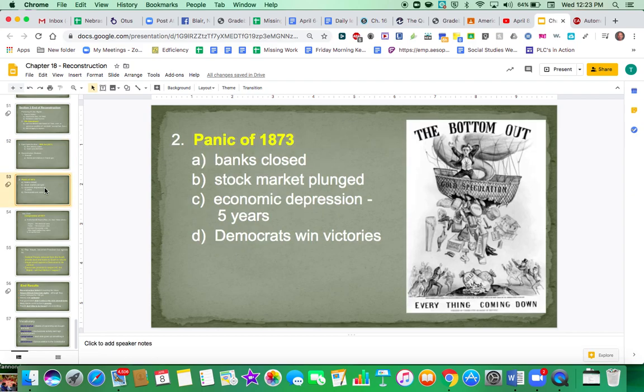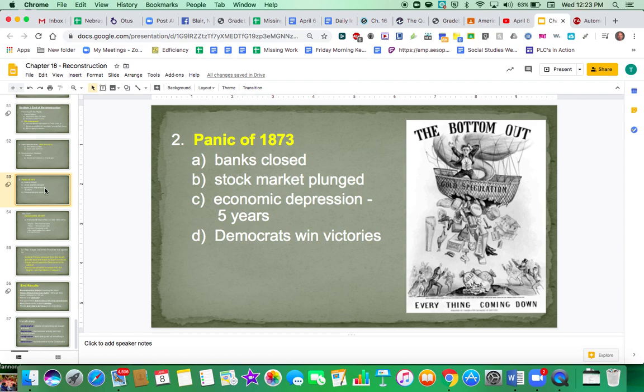So, the Panic of 1873. We're 8 years after the war. The stock market plunges. Banks begin to close. There's an economic depression that lasts for 5 years. Depressions are usually associated with a drop in the value of stocks, which oftentimes causes banks to close, because when a bank takes your money, that money is invested either in the stock market, which we'll talk about in another lesson on another day, or in loans to other people. Well, when people lose money or don't have a way to make money, they can't pay their debts, banks begin to close, which causes the market to plunge into further depression.